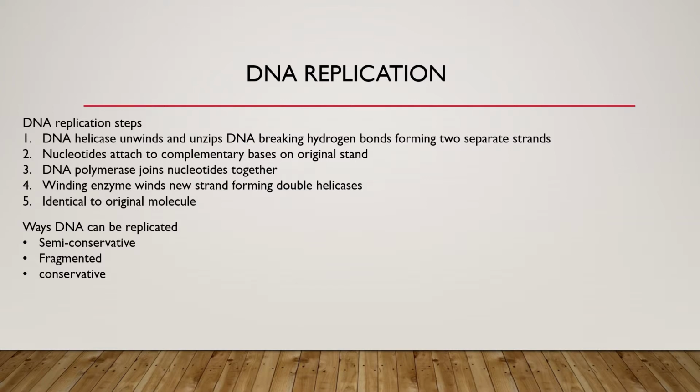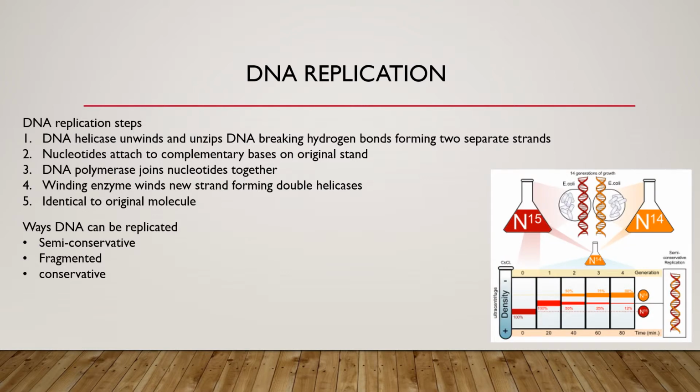There are three main ways that DNA can be replicated, but you only really need to know one for your exam, and that is semi-conservative replication. This is how it occurs. Generally the example given is about nitrogen 15 and nitrogen 14. They'll say that nitrogen 15 is growing in a culture, and then that they transfer a strand of nitrogen 15 into a culture of nitrogen 14.